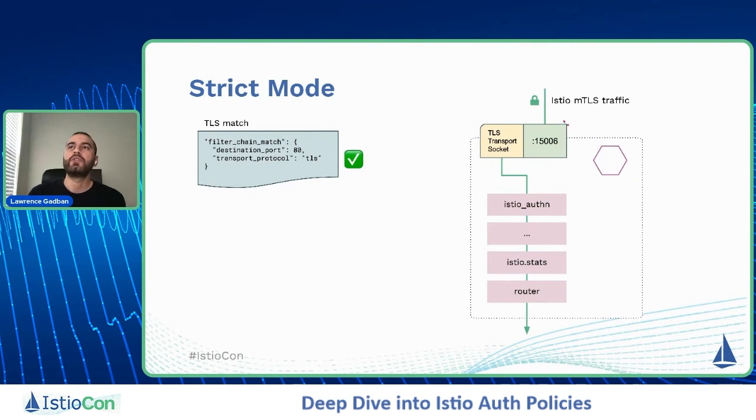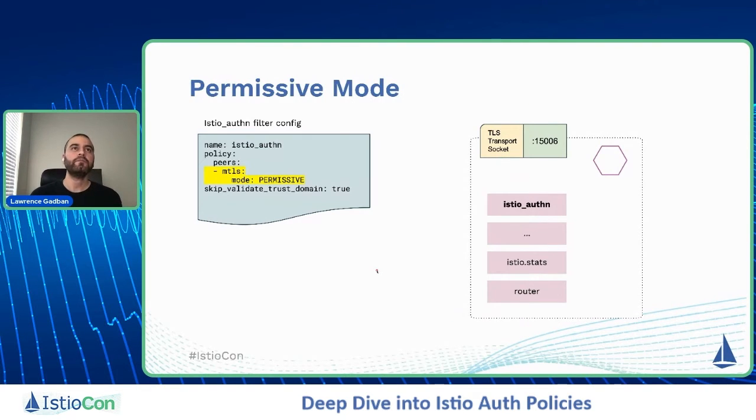Now when we have a mutual TLS request come in, we have our match because its destination port is 80 and the transport protocol is TLS. And so we use the filter chain and the transport socket associated with that match, which includes our transport socket that knows about the mutual TLS. We're going to validate with our root CA, et cetera. And then we have the filter chain that's associated with it. So we're good to go there.